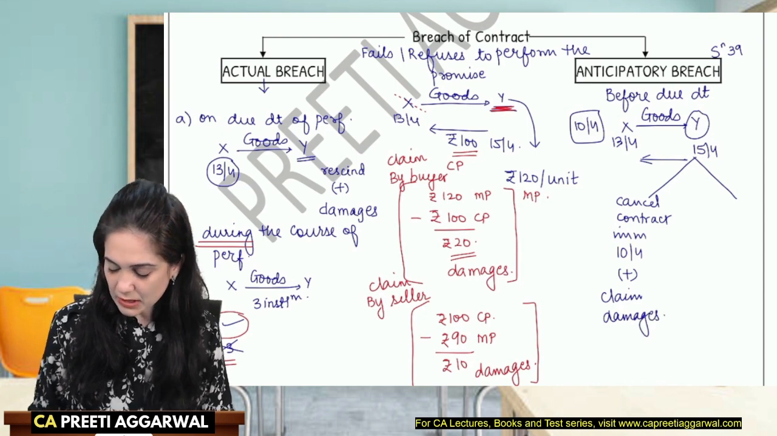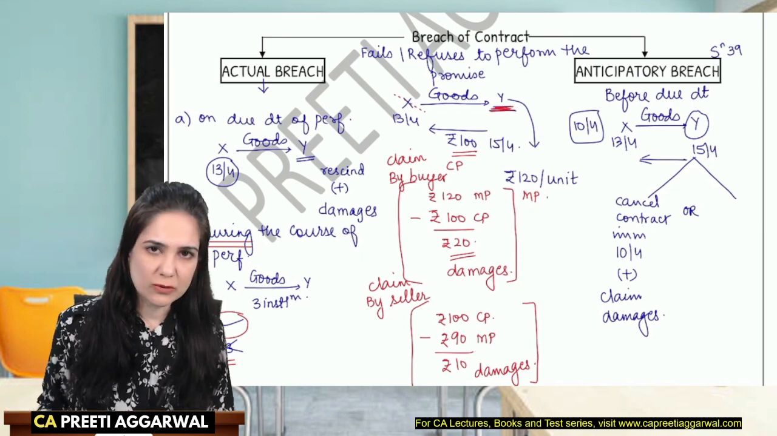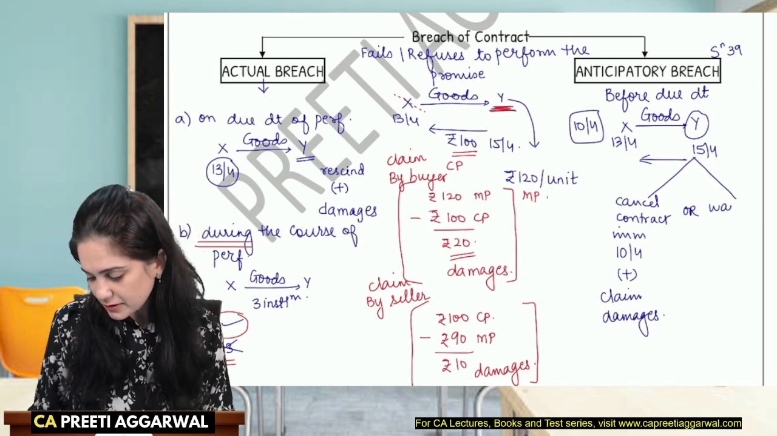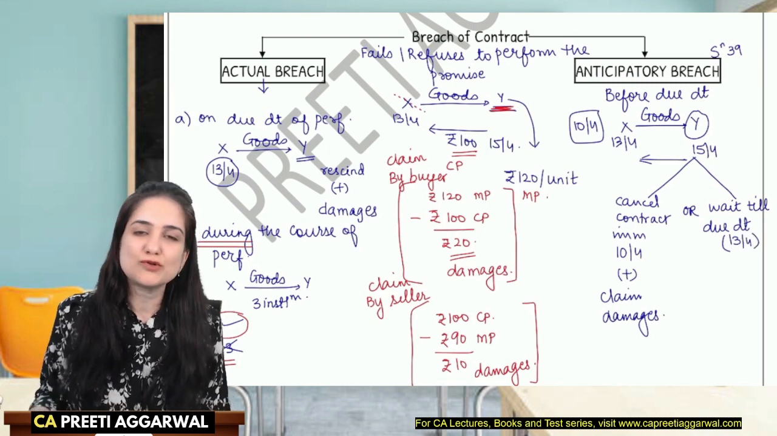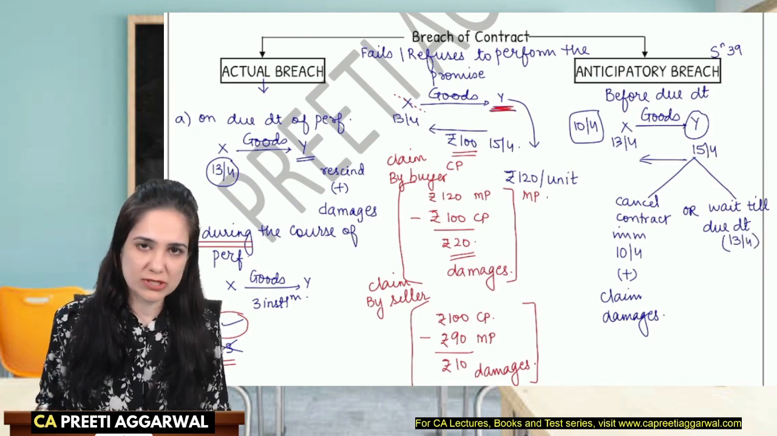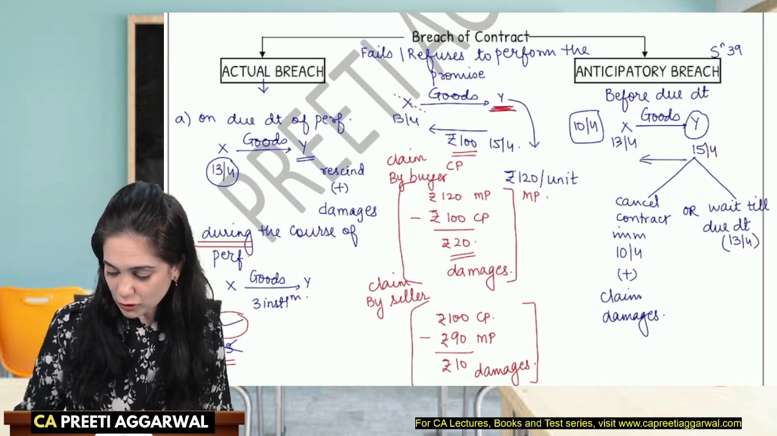Or he can decide to wait till the due date. He's a very kind-hearted fellow. So he can wait till the due date. And even then, if X does not supply the goods, then Y has no option but to terminate the contract and claim damages. But what if, I'll just write over here, he wants to wait till the due date.